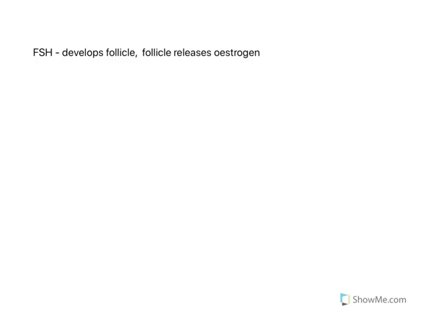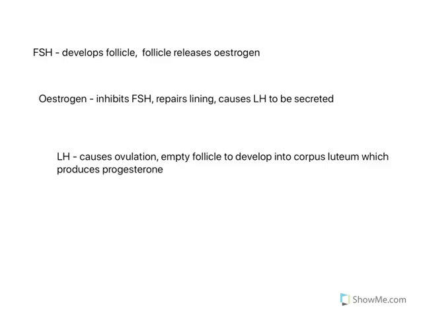So in summary, the FSH develops the follicle in the ovary, and this follicle releases estrogen. Estrogen, when it's at high enough levels, inhibits the FSH. It also repairs the lining, and it causes LH to be secreted in the pituitary. LH then causes ovulation, or the release of the egg from the ovary. Also, the empty follicle now develops into corpus luteum, which produces progesterone. Progesterone maintains the lining. It also inhibits FSH and LH.